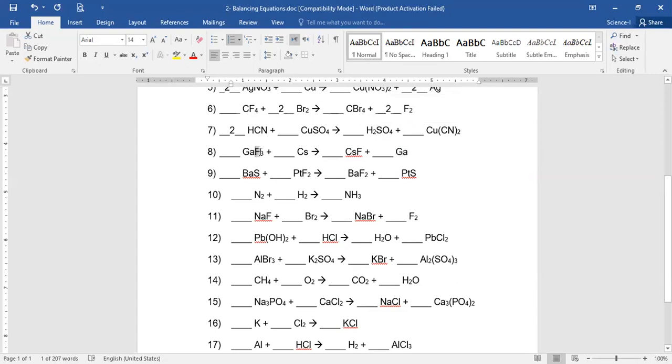Okay. So gallium, Ga. How many Ga do we have here? 1. And here? 1. Okay. How many fluorine do we have here? 3. But here? 1. So what should we do? Multiply by 3. So we're gonna multiply by 3.